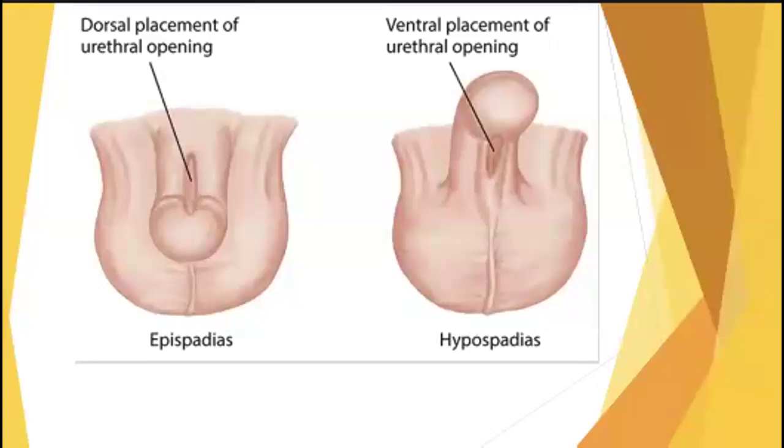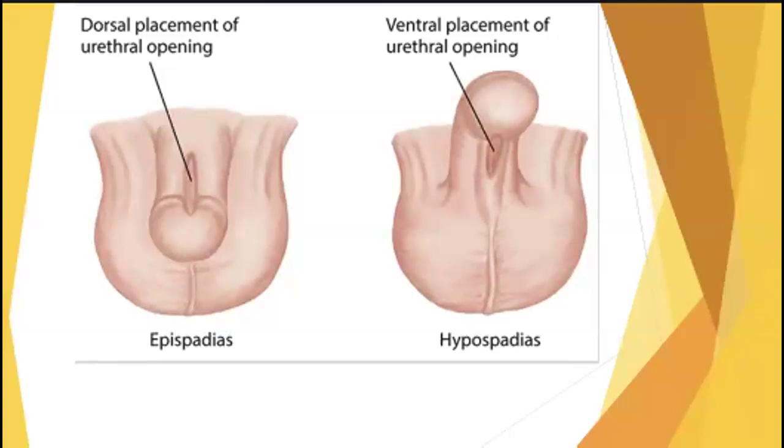Hypospadias. This is when the urethral opening is located on the ventral surface of the penis. It's the most common penile anomaly, and it can occur anywhere from the glans to the perineum. Associated conditions: we can have partial or absent foreskin, an inguinal hernia. Causes can be from hormonal influences in utero, environmental factors, genetic factors, advanced maternal age, low birth weight, prematurity.